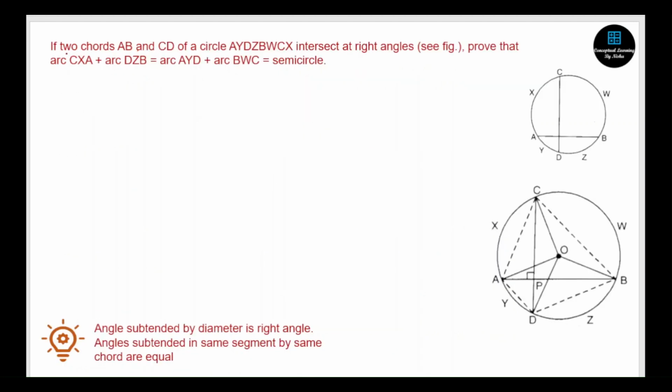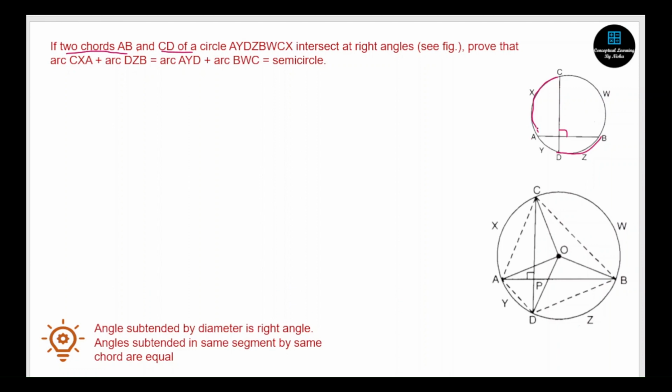Given here, two chords AB and CD of a circle. This circle is given. These two chords AB and CD intersect at a right angle, so they make 90 degrees here. Prove that arc CXA, this arc, plus arc BDZB, this, make a semicircle. Means if you join them, it is a half circle. Similarly, the remaining part, arc AYD and arc CWB. We have to prove that they are semicircles.